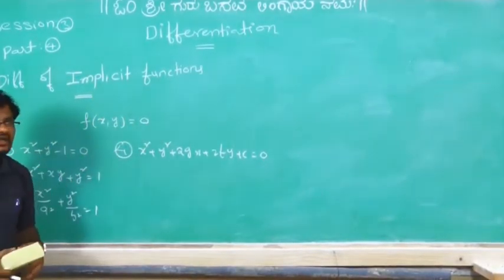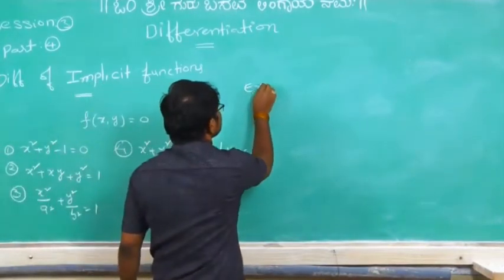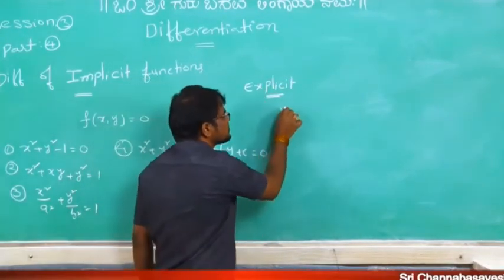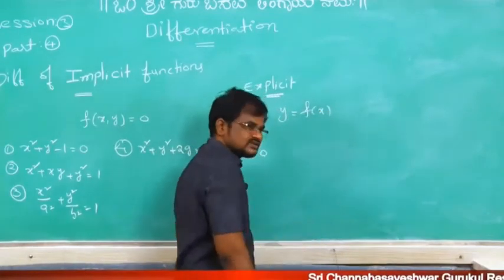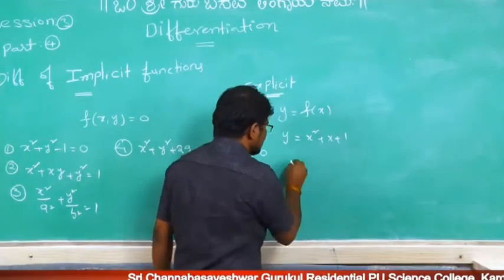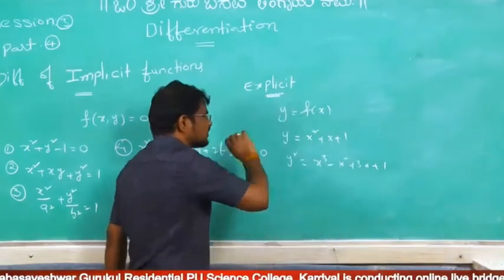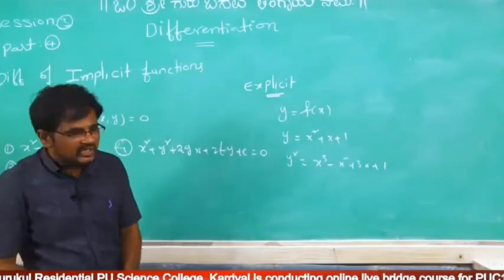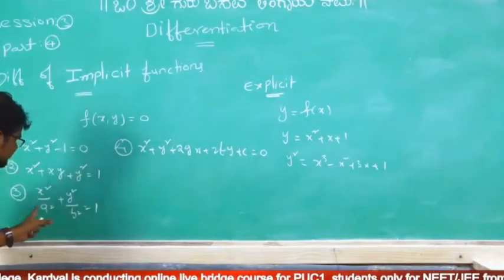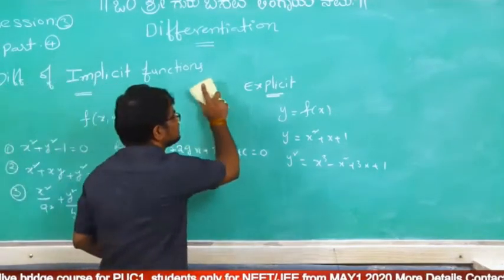So all these are examples of implicit functions. Now one more definition is there, that is the explicit function. An explicit function is a function which is in the form of y equal to f of x. For example, y equal to x square plus x plus 1, y equal to x cube minus x square plus 3x plus 1. All these types are called explicit functions. But in this class we are discussing only implicit functions. Whenever an implicit function is given, how to do the differentiation of that implicit function.